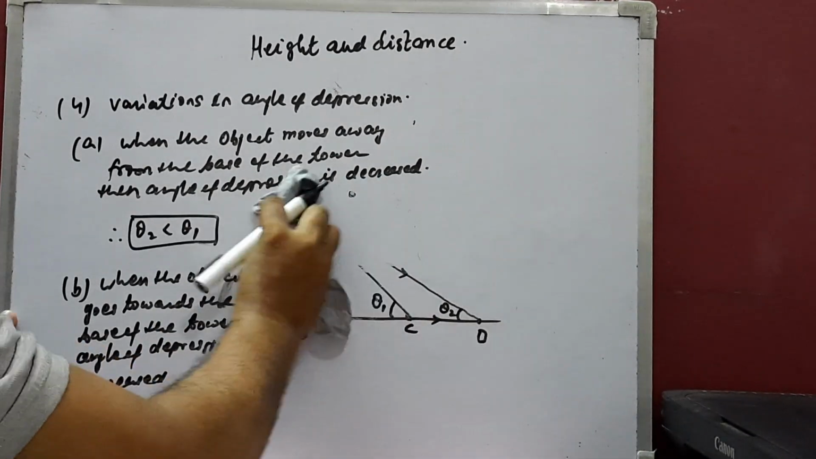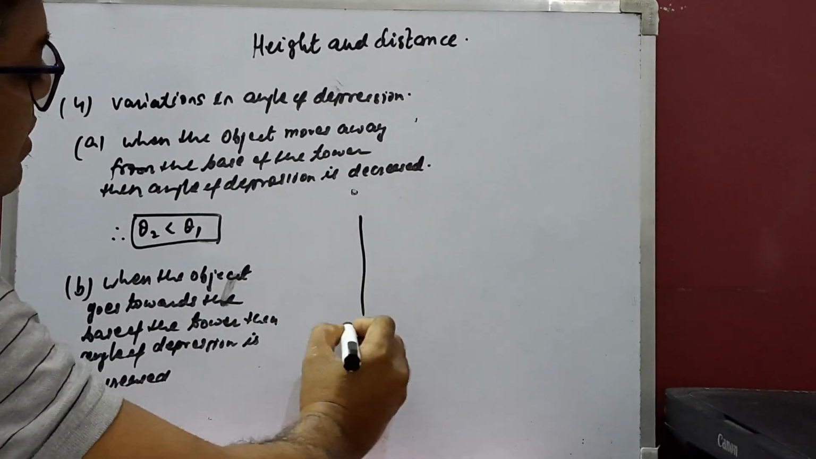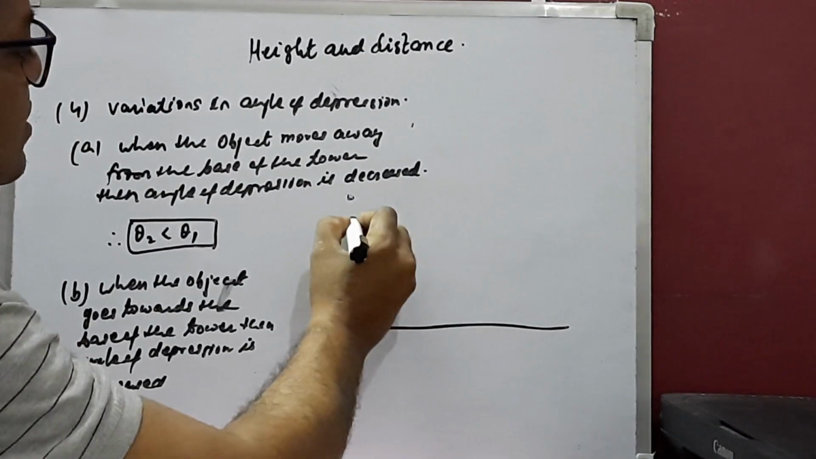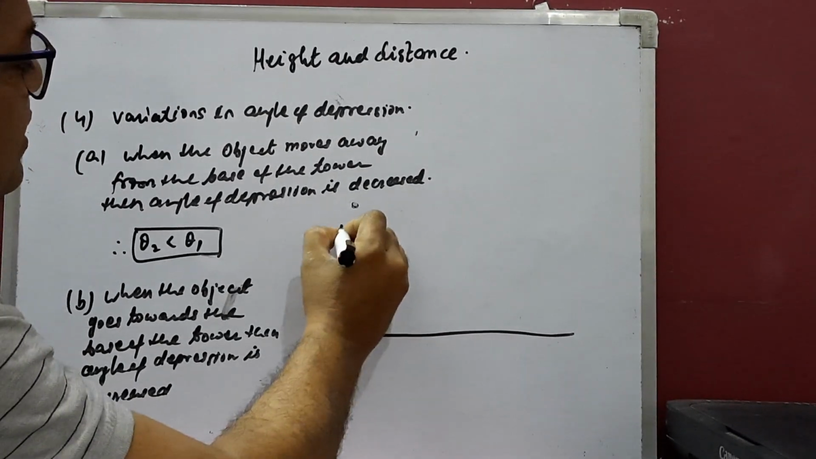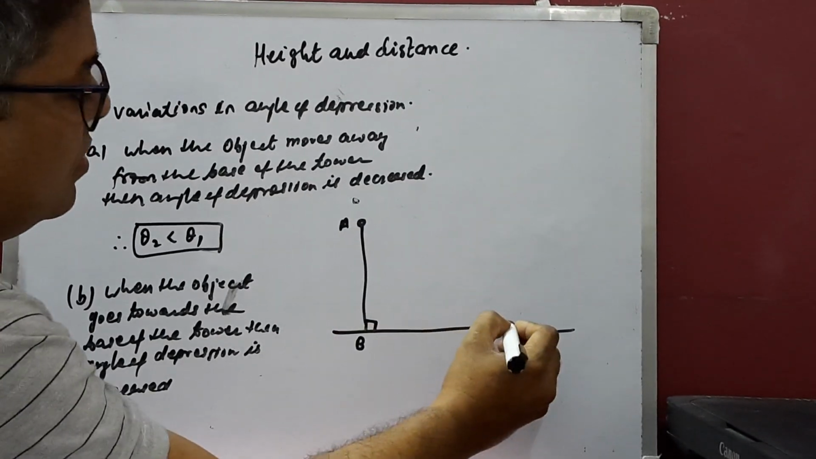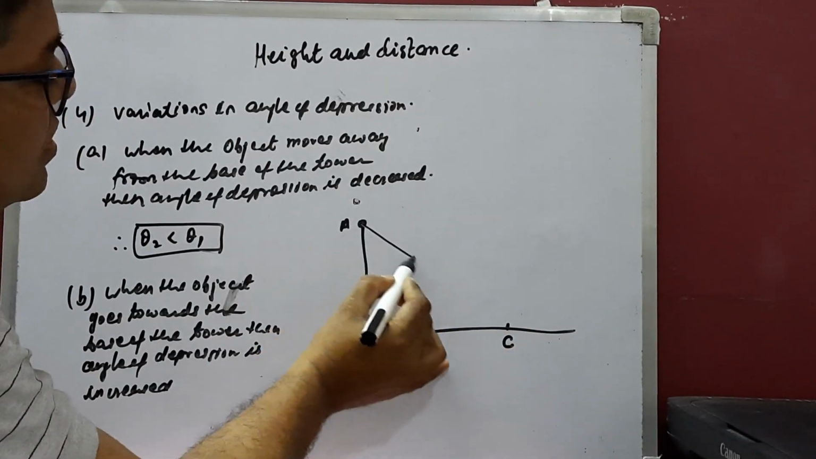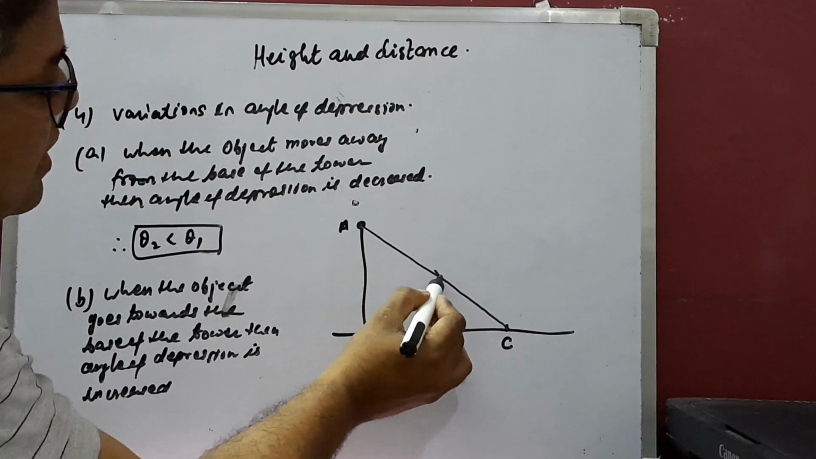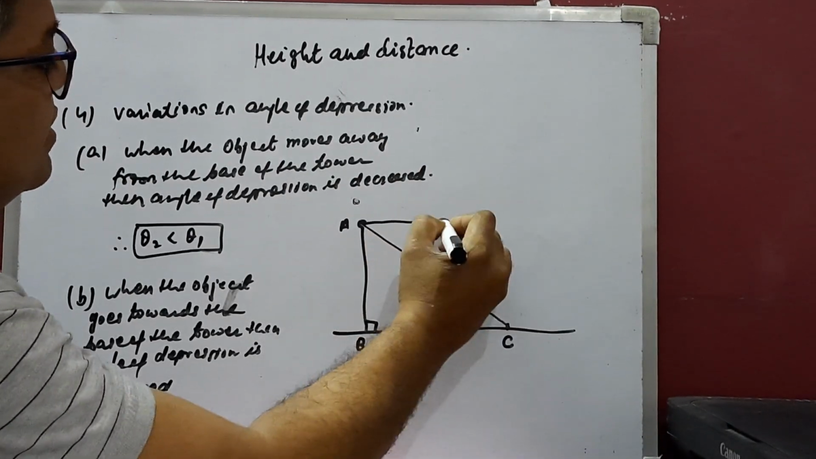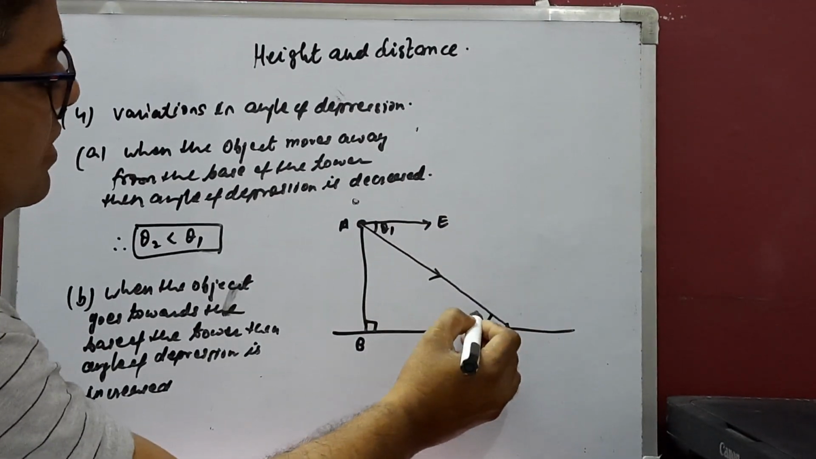You will plot the diagram related to this information. For example, this is the horizontal ground surface. Observer is sitting here, and this is the base of this tower. And now originally the object is here, and the observer is watching this object along this line of vision, and so this is called angle of depression. This is theta 1, and this is also theta 1.